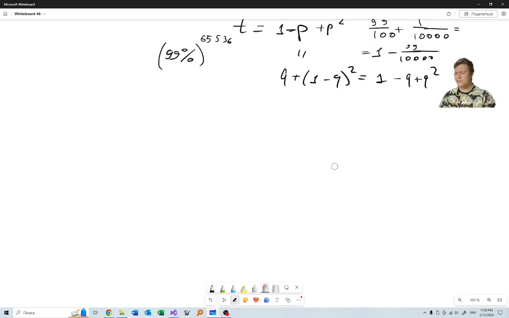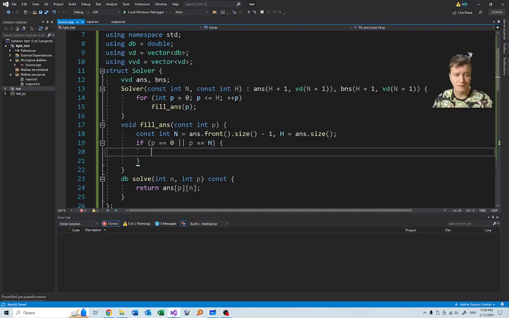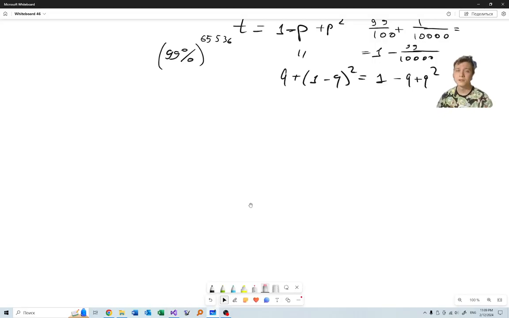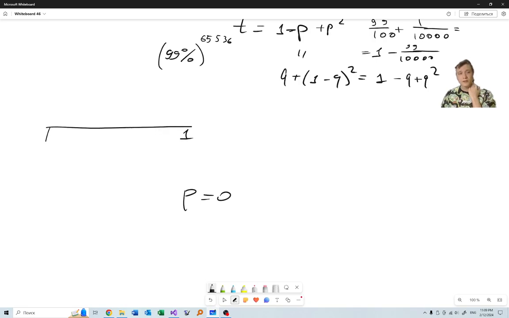Okay, actually, let's find the half answer. I will find the half answer. Here, I will multiply by 2. So first of all, p equals 0. So I always get 1. If I always get 1, then I will, in the end, have this situation.